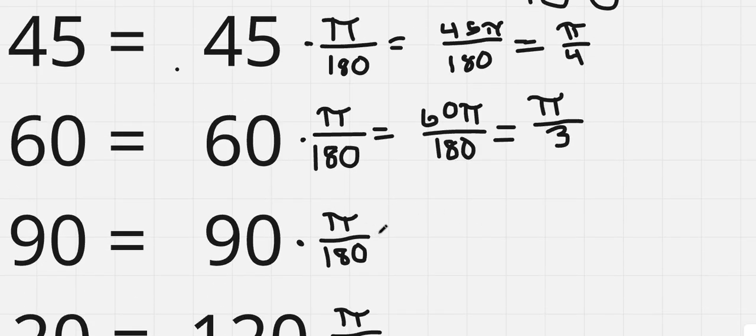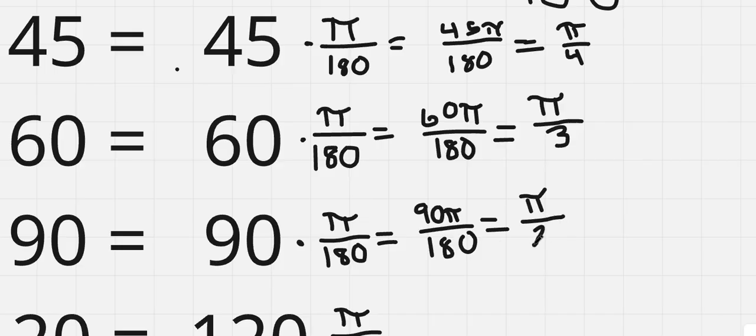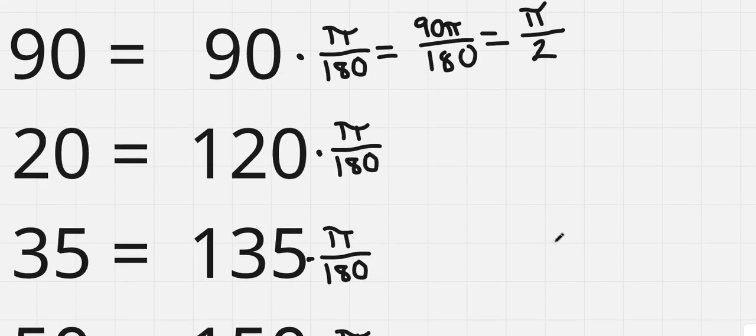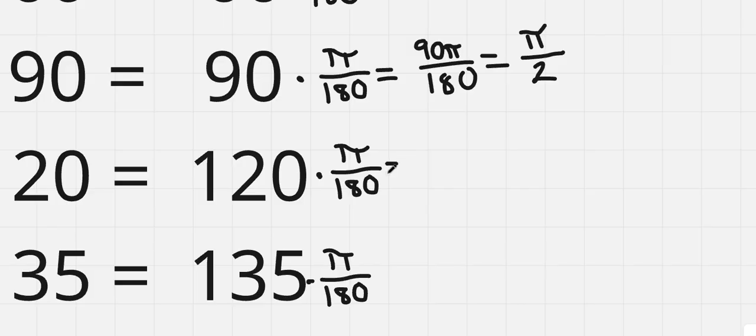Here we go. 90 converted to radians is equal to 90 pi over 180. And 90 and 180 have a common factor. The greatest common factor of 90 and 180 is 90. 90 goes into 90 once, so our numerator is going to be 1 pi. And 90 goes into 180 twice, so our denominator is going to be 2. Let's keep going. Great job, everyone.